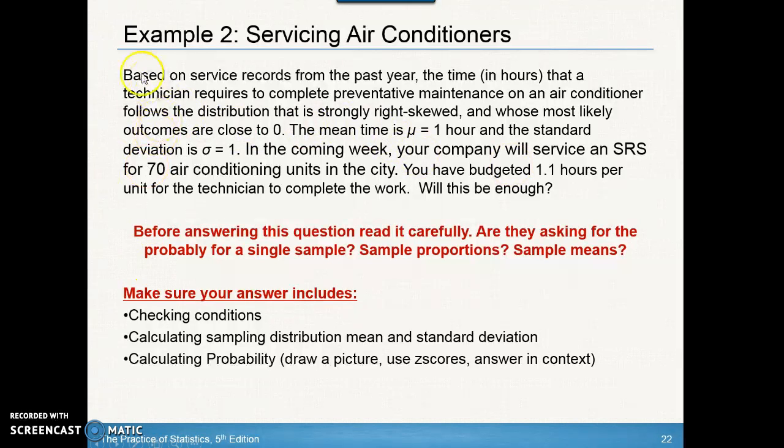Okay, so what I want you guys to do is go ahead and take a minute, read this question, try it, and then take a look at the answer on the next page.